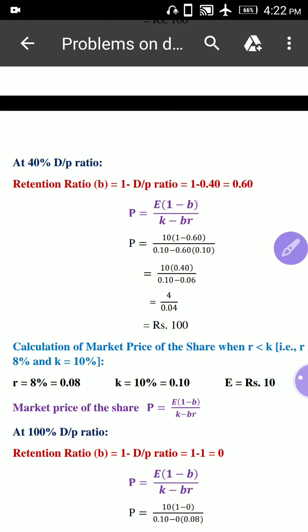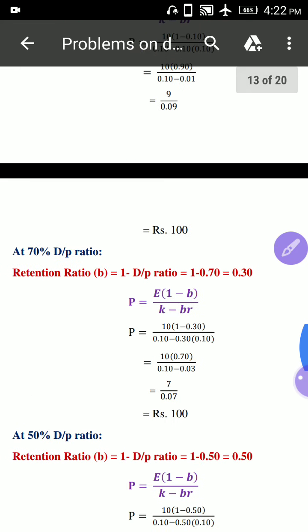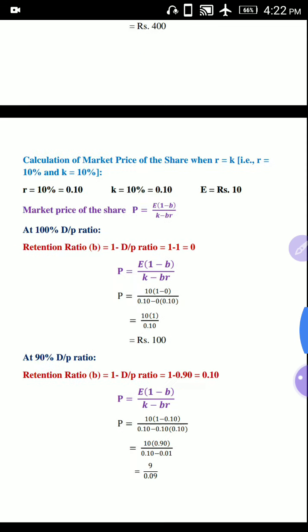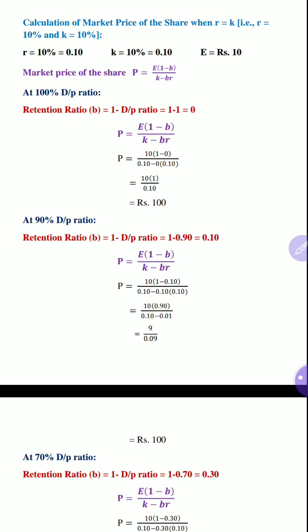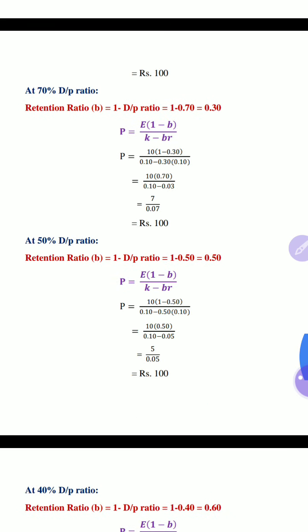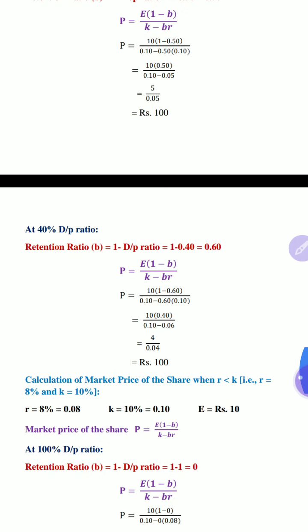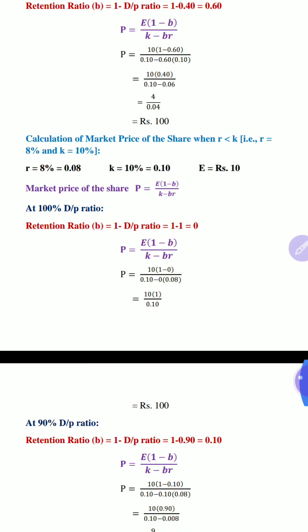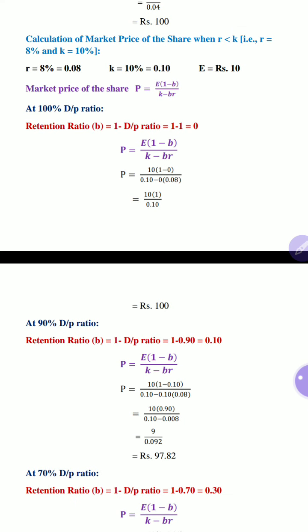See, if you observe, at R equal to K, we already told that in the case of normal firms, there is no specific dividend payout ratio, because at different payout ratios the market price of the share is the same. Here at 100%, 90%, 70%, 50%, and 40% dividend payout ratio, the market price of the share remains constant, that is rupees 100 only. And next, calculation of market price of the share when R is less than K.